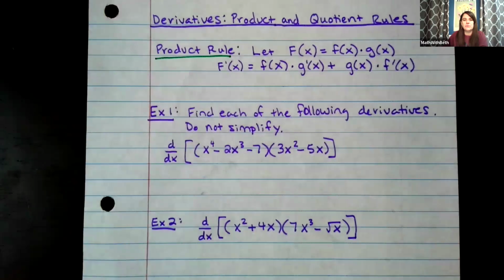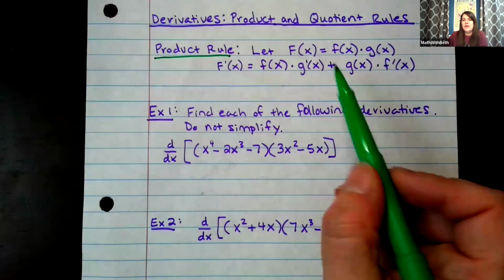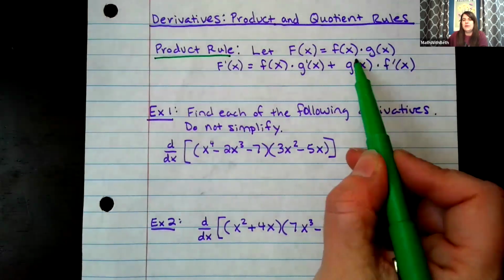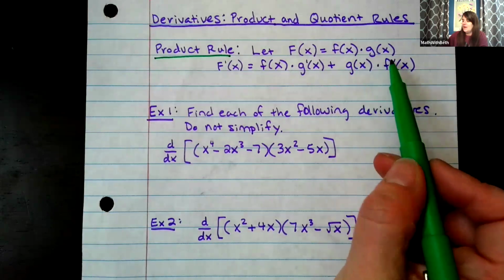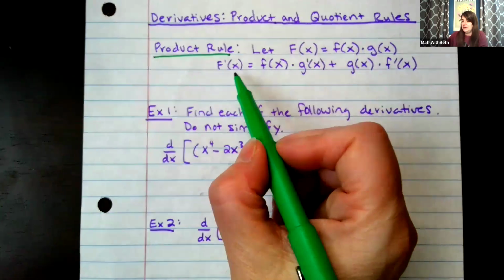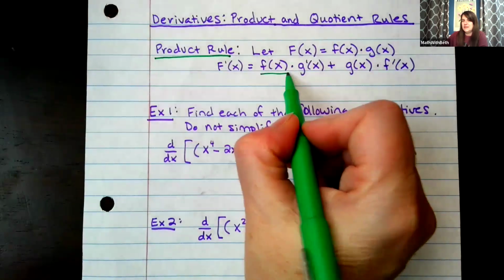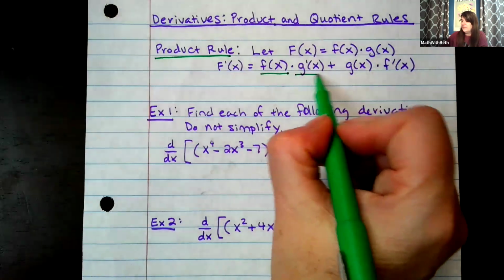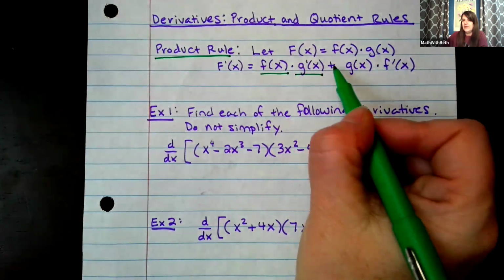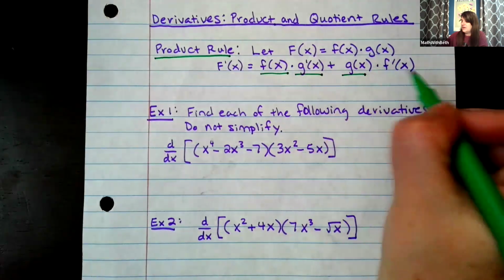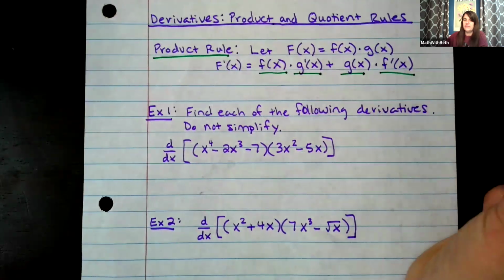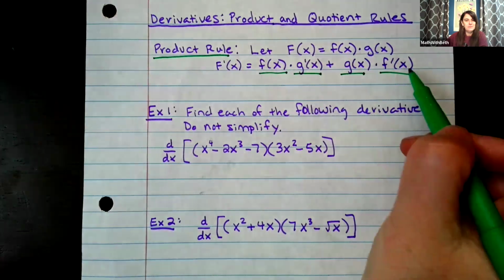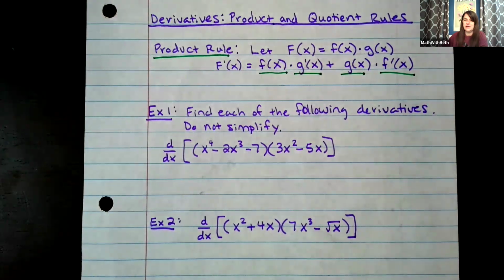One is the product rule. So it is when we have two functions being multiplied together. The way you find the derivative is you take the first function as it is times the derivative of the second plus the second function as it is times the derivative of the first. So that's a little confusing, so let's see it done.